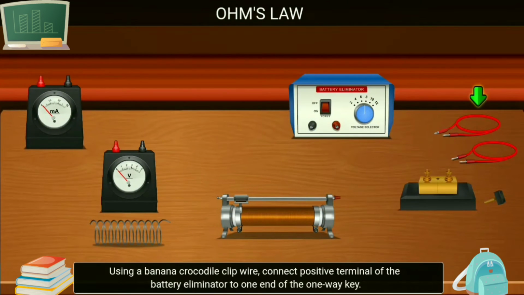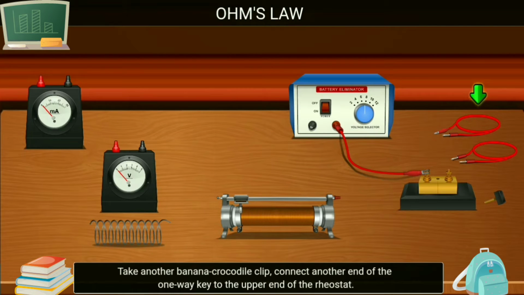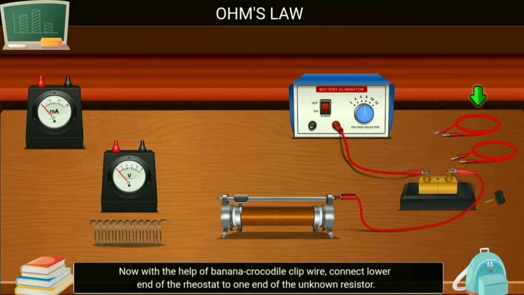Using a banana crocodile clip wire, connect the positive terminal of the battery eliminator to one end of the one-way key. Take another banana crocodile clip wire and connect the other end of the one-way key to the upper end of the rheostat. Now, with the help of a banana crocodile clip wire, connect the lower end of the rheostat to one end of the unknown resistor.